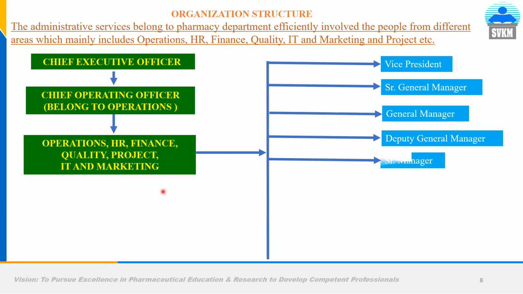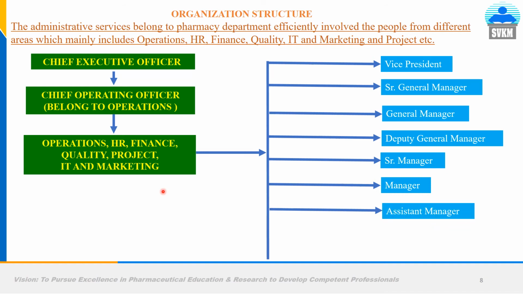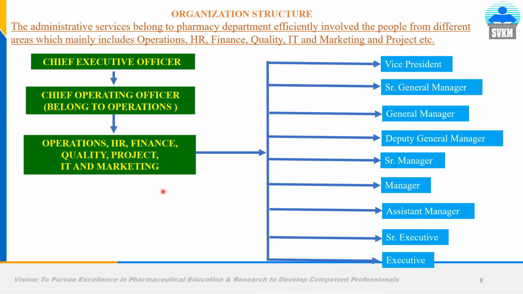After deputy general manager, there is a senior manager. After senior manager, there is a manager, or a pharmacy manager. After pharmacy manager, there is an assistant pharmacy manager. Just below assistant pharmacy manager, there is a senior executive, and at last, just below senior executive, there is an executive.